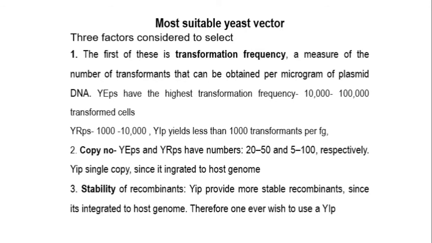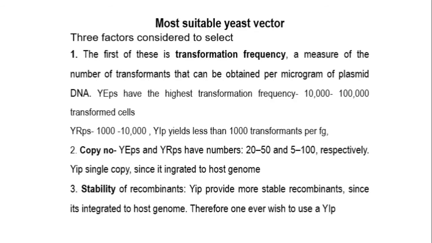So we have discussed three yeast vectors: YEP, YIP and YRP. Now we have a confusion: which is the most suitable yeast vector? To select the most suitable yeast vector, three factors are considered. The first factor is transformation frequency.